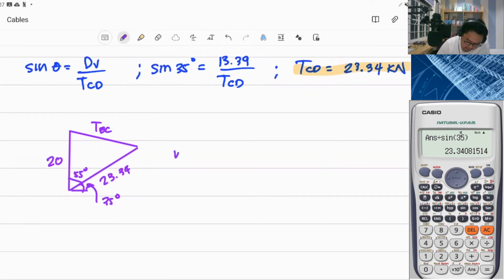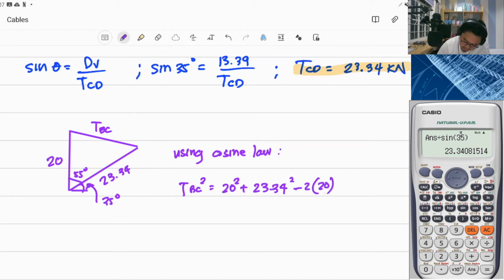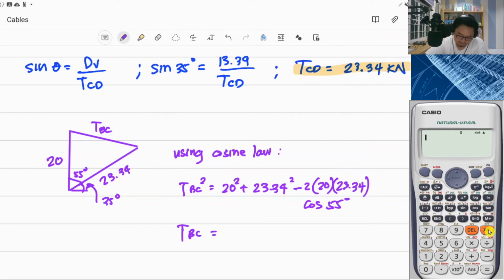Okay, by using cosine law. Okay, so cosine law: TBC squared equals 20 squared plus 23.34 squared minus 2 times 20 times 23.34 cosine of 55. So what is TBC? Okay, solve this.